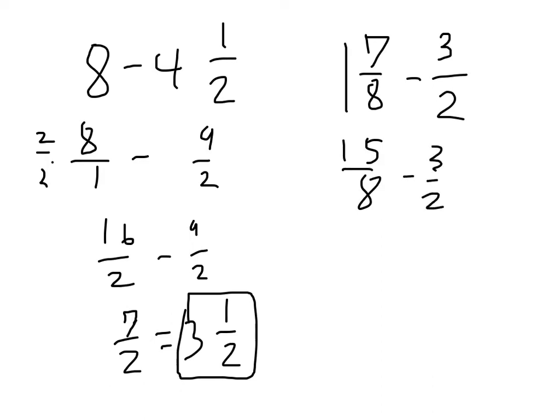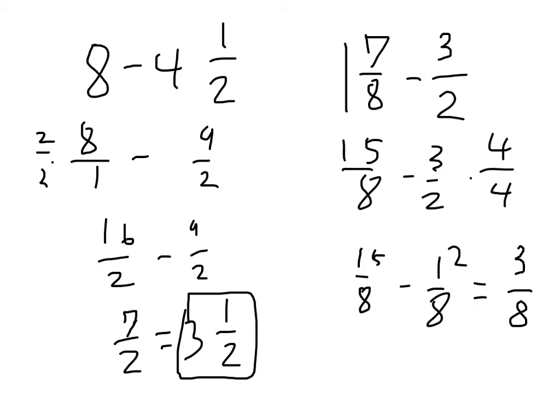Now we need to get the denominators the same. You multiply by 4, so that way you can turn the 2 into an 8. That gives you 15 over 8 minus 12 over 8. In the end, leaving you the number of 3 over 8. And since it's not an improper fraction, that is your final answer. And that is how you add and subtract fractions.